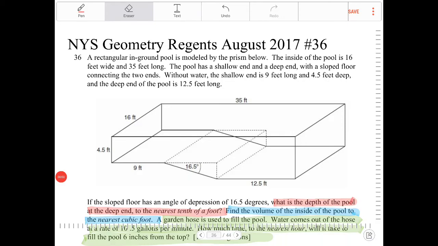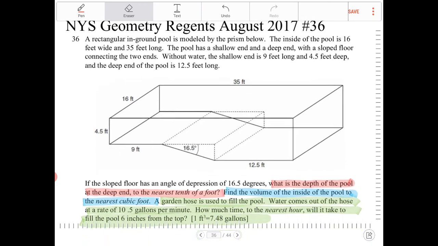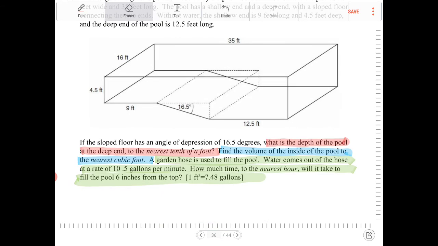A rectangular in-ground pool is modeled by the prism below. The inside of the pool is 16 feet wide and 35 feet long. The pool has a shallow end and a deep end, with a sloped floor connecting the two ends. Without water, the shallow end is 9 feet long and 4.5 feet deep, and the deep end of the pool is 12.5 feet long. If the sloped floor has an angle of depression of 16.5 degrees, what is the depth of the pool at the deep end to the nearest tenth of a foot?